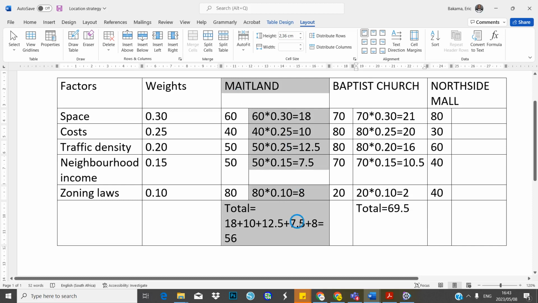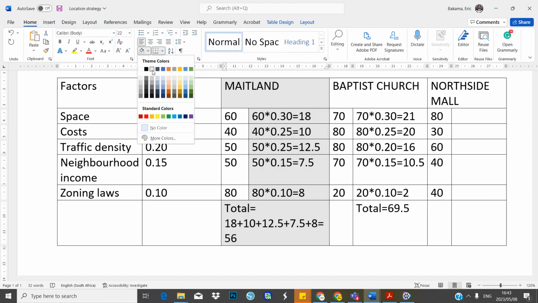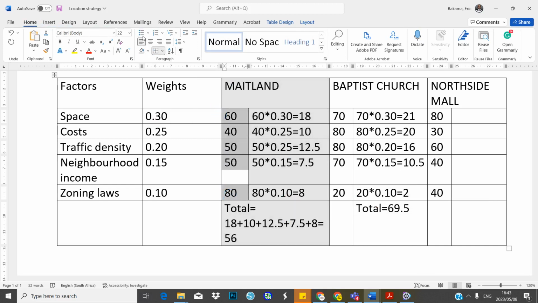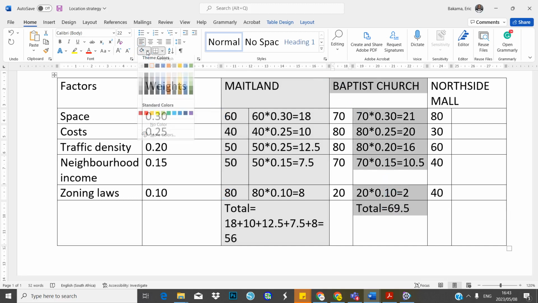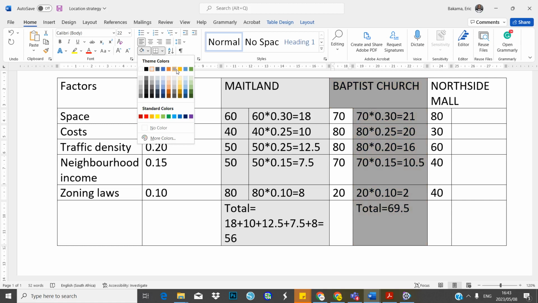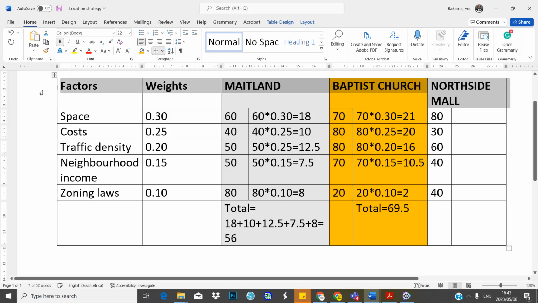What I'm going to do, let me highlight this in another color just to know at least that we are working on one location. Let me give this location this color just to know that it is something different. Then the Baptist church is somewhere here. Okay, let's take this color. So for now these are the locations: we have the Maitland, we have the Baptist church, and we have the Northside Mall. Then we still do the same thing for the Northside Mall.